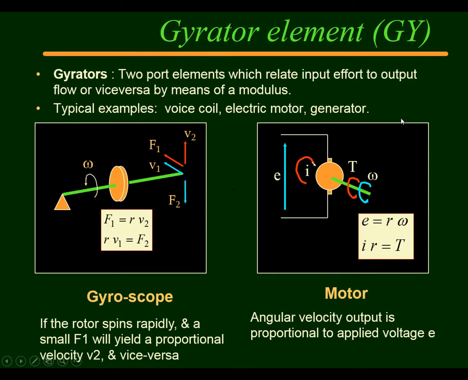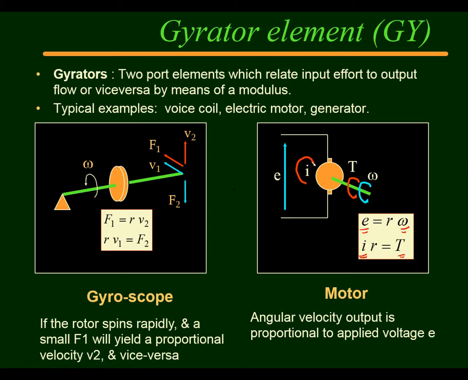We have one more. This is the gyrator element. The gyrator element is, as you can see here, like a cross transformer. The electric motor is a perfect example because you write the equation in here. The relationship between the output is directly related to the RPM of the motor, or the current is related to the torque. That's how this works.